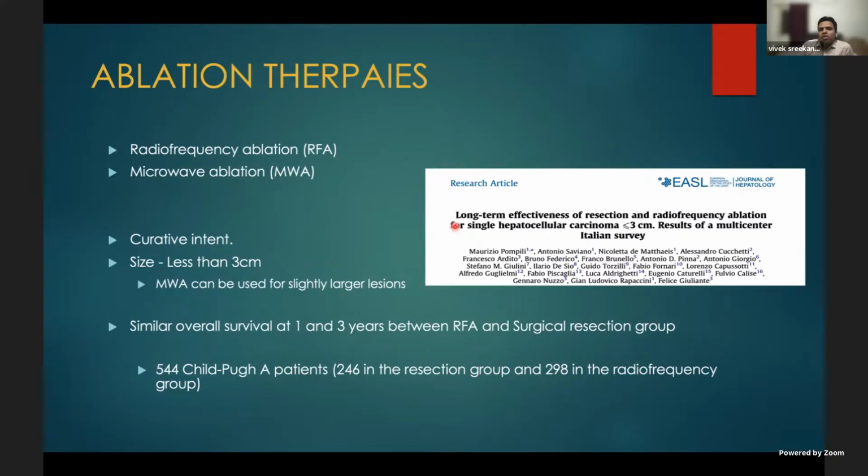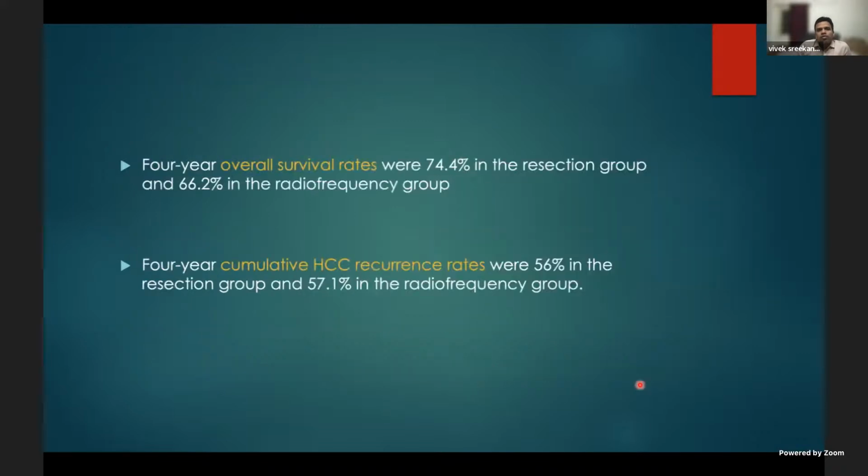when they looked at the long-term effectiveness of resection and radiofrequency ablation for HCCs which are less than 3 centimeters, the overall survival at 1 and 3 years is similar between the surgical resection and the ablation group. In this study, they took 544 Child A patients, where 246 went into the resection group and 298 in the radiofrequency group. The 4-year overall survival was similar, that is 74% in the resection group and 66% in the radiofrequency group. And the recurrence rates were also similar, that is 56% in the resection group and 57% in the radiofrequency group.